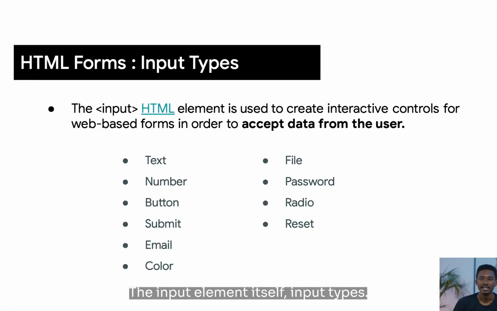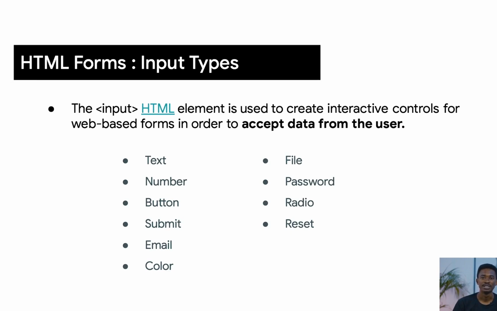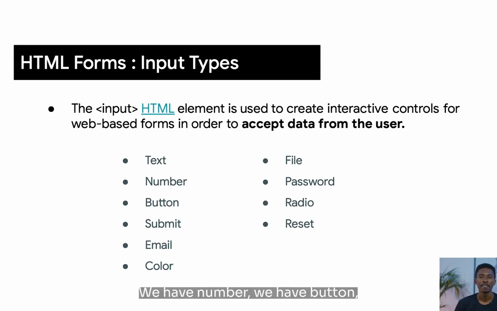The input element itself, input types. So we have a series of types of input. We have text, number, button, submit, email, color, file, password, radio, and reset.